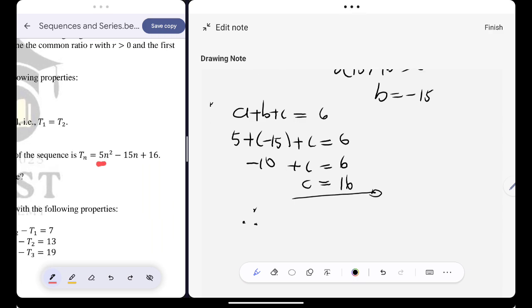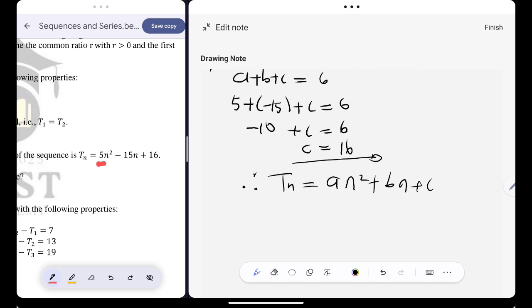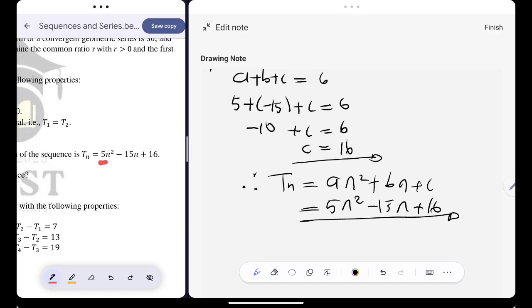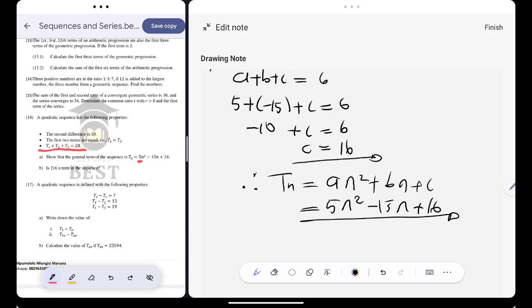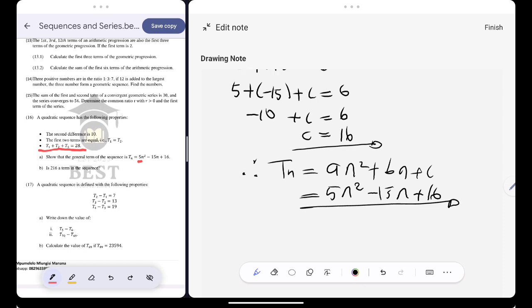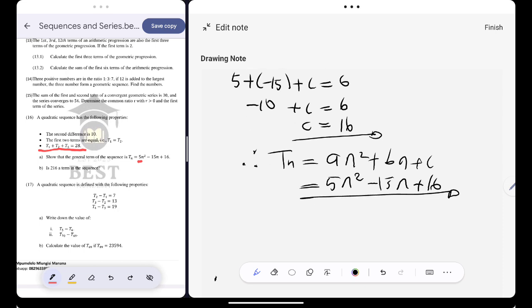So therefore Tn is equal to an squared plus bn plus c. I know that the value of a is 5, so I'll just put a 5 there. The value of b is negative 15, and then the value of c is 16. Now I have shown that Tn is equal to that.